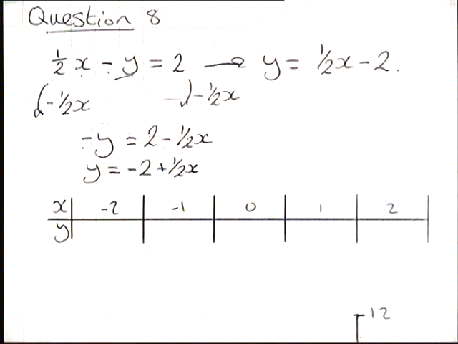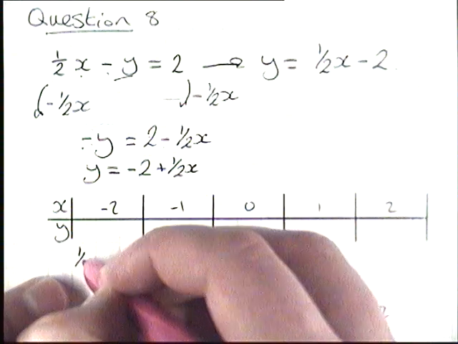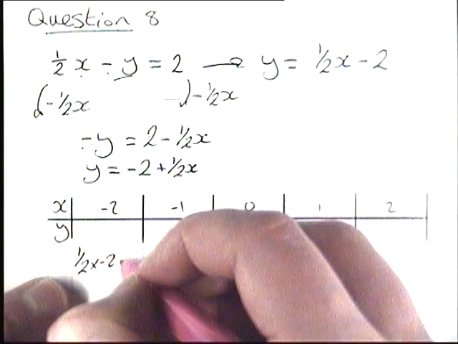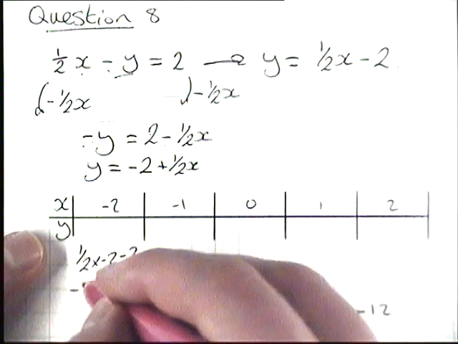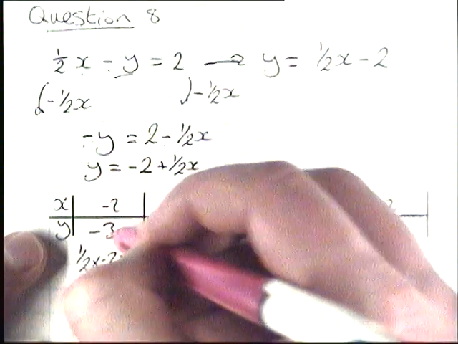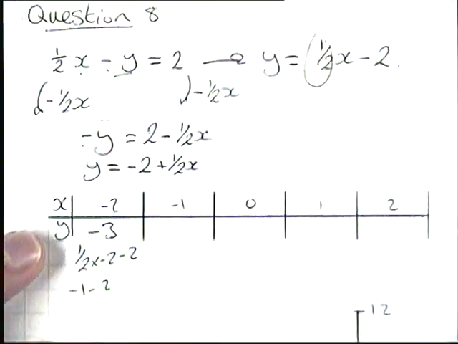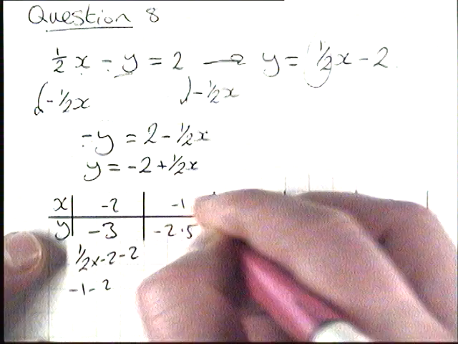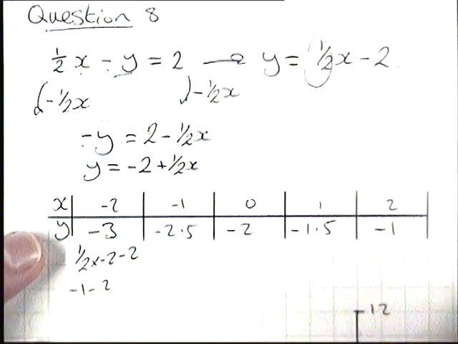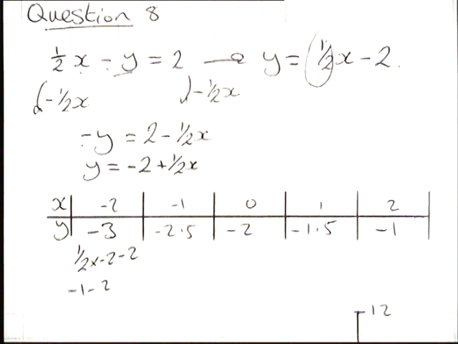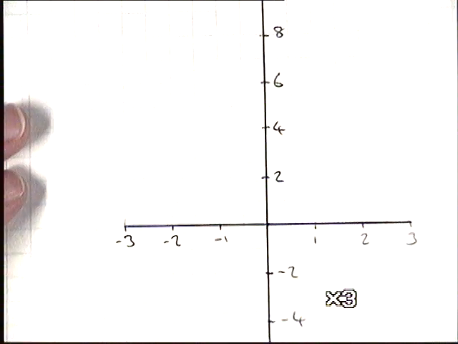Then we can work that out. So half times -2, take away 2, leaves us with -1 minus 2 is -3. And then we know that our gradients are half, so our values are going to increase by a half each time. So we're going to have -2.5, -2, -1.5, and -1. So pretty much the same as question 7. Once you've rearranged it, of course.